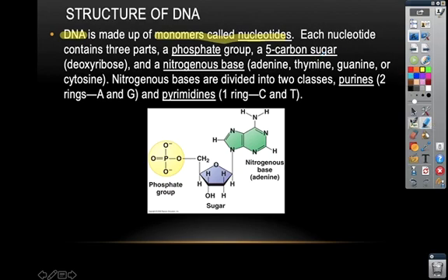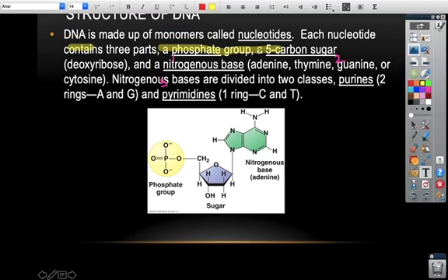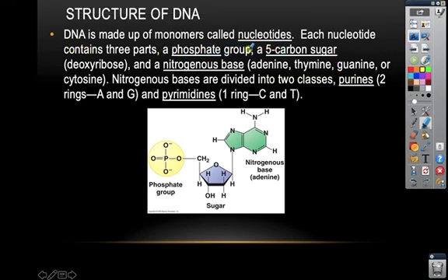So you have a phosphate group, a 5-carbon sugar, and a nitrogenous base. Okay, so those are the 3 parts. So make sure that you know what are the 3 parts of a nucleotide. The phosphate group, the 5-carbon sugar, and the nitrogenous base. So you've got your phosphate, a 5-carbon sugar, and a nitrogenous base.